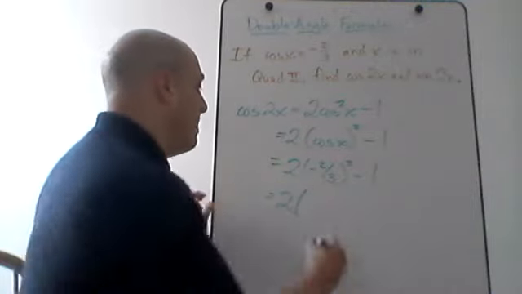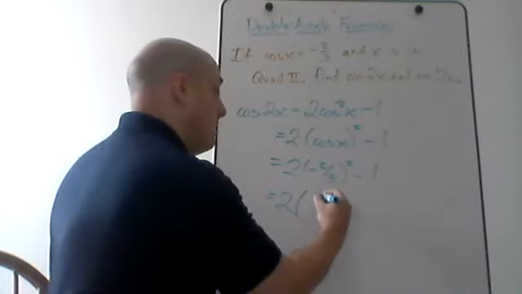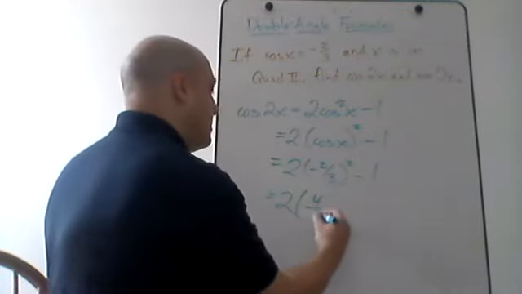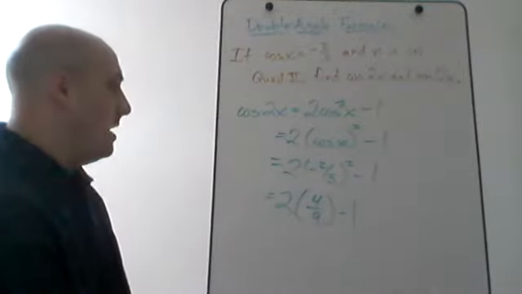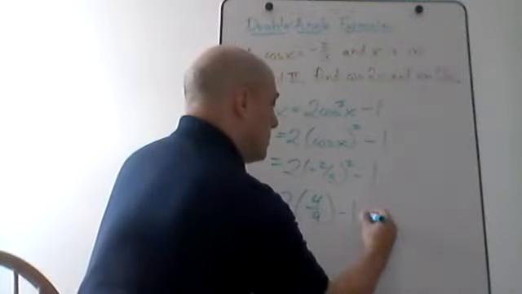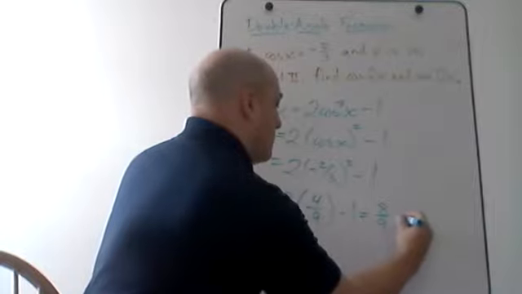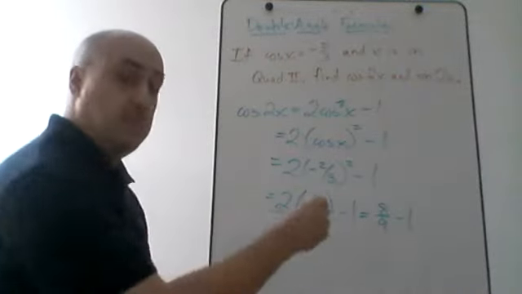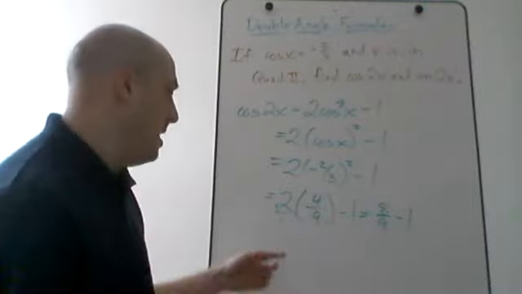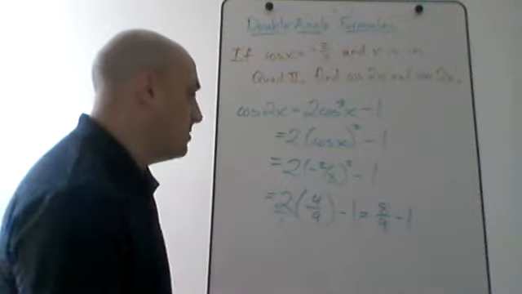Remember, when I have a fraction squared, I square the numerator and denominator. So negative 2 squared is going to equal 4, and then 3 squared is going to equal 9. So I get 2 times 4/9 minus 1, which is going to be 8/9 minus 1, because think of that as 2 over 1, and I multiply straight across, so it's 2 times 4, 9 times 1. So I get 8/9 minus 1.